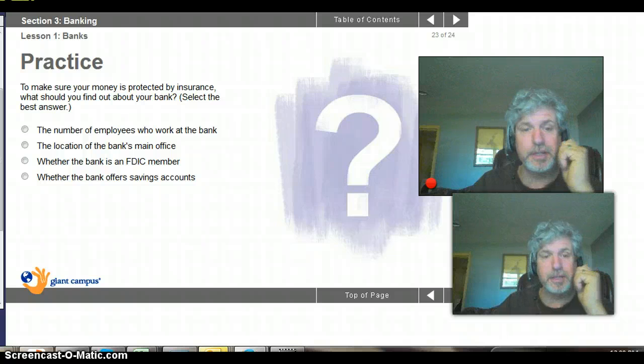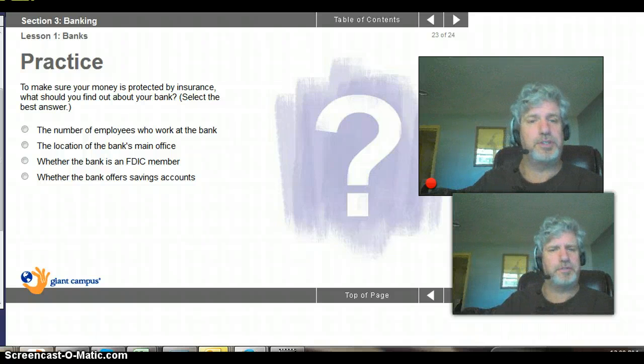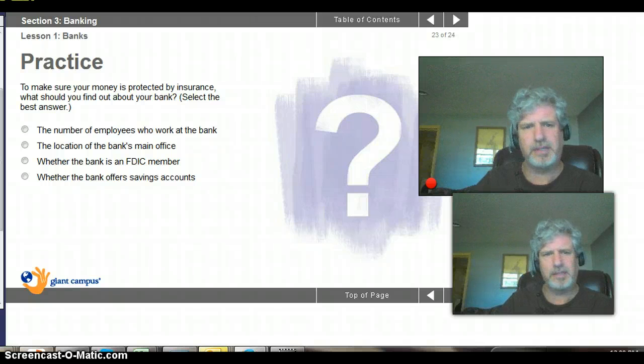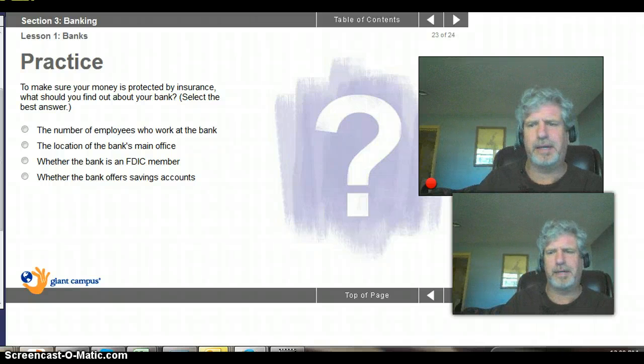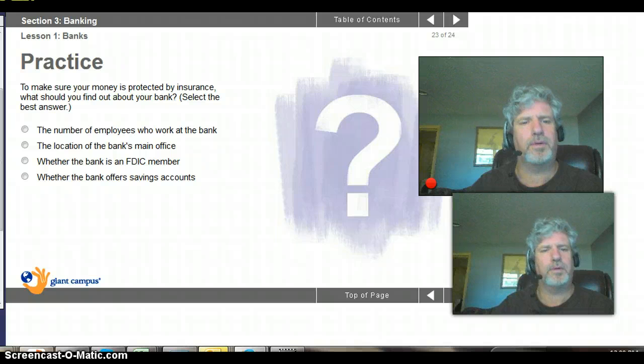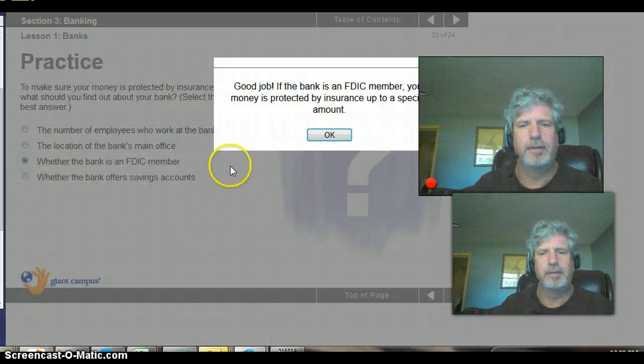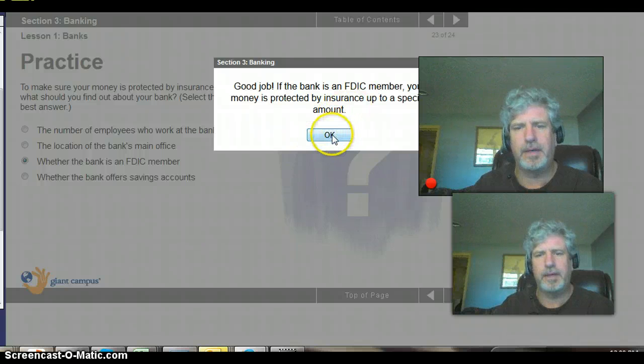To make sure your money is protected by insurance, what should you find out about your bank? Should you know how many employees work there, where the bank's located, whether the bank offers savings accounts, or whether the bank is an FDIC member? If it is an FDIC member, your money is protected by insurance up to a special amount.